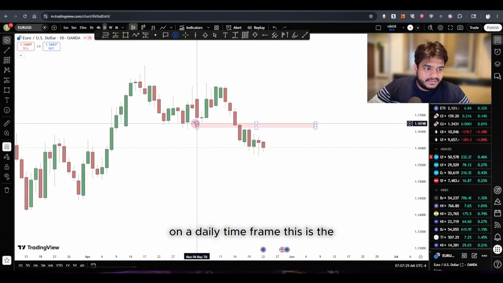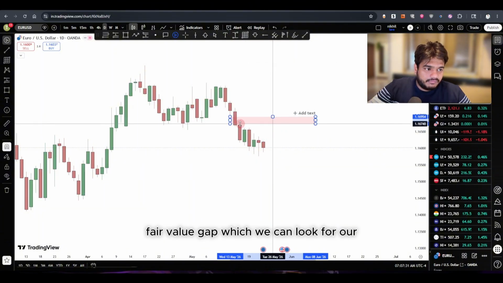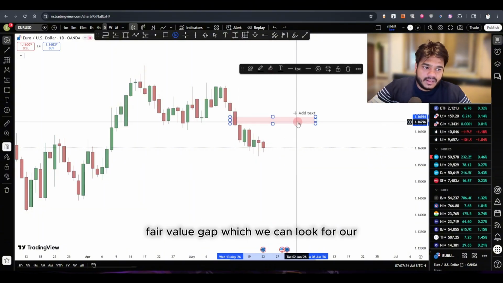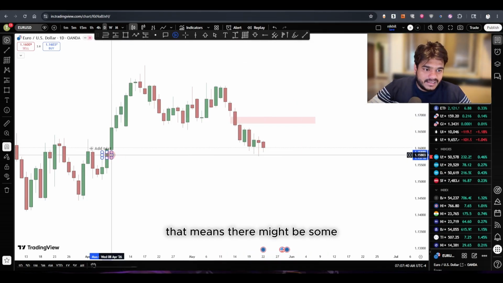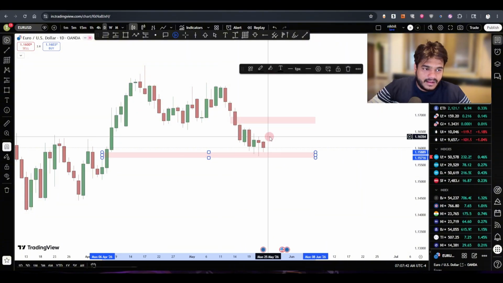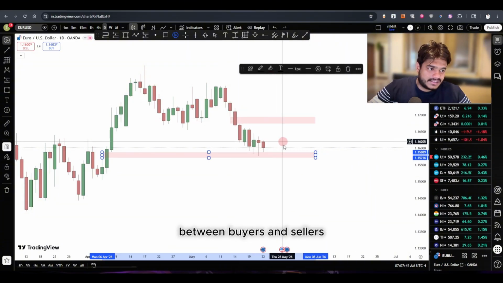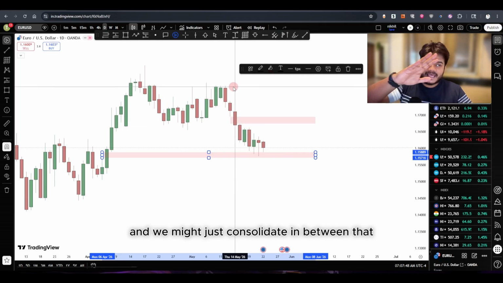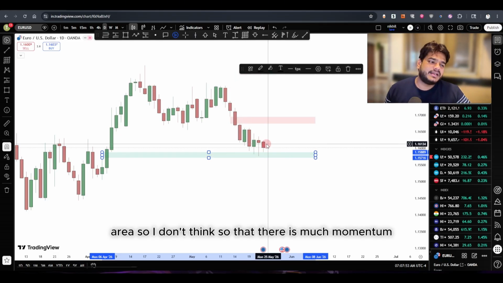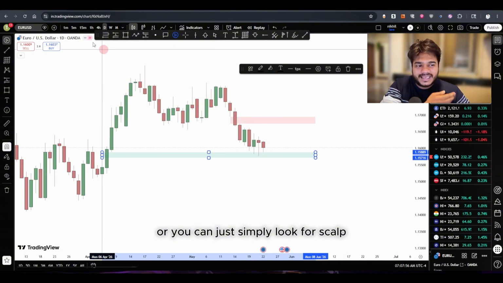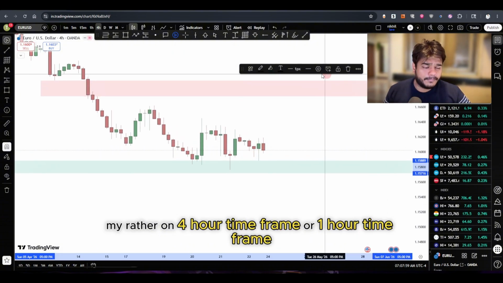On a daily time frame, this is the fair value gap which we can look at for our sell trade. Also, we have a daily gap over here. That means there might be some tug of war between buyers and sellers, and we might just consolidate in between that particular area. So I don't think there is much momentum, or you can simply look for scalps on the 4-hour time frame or 1-hour time frame.